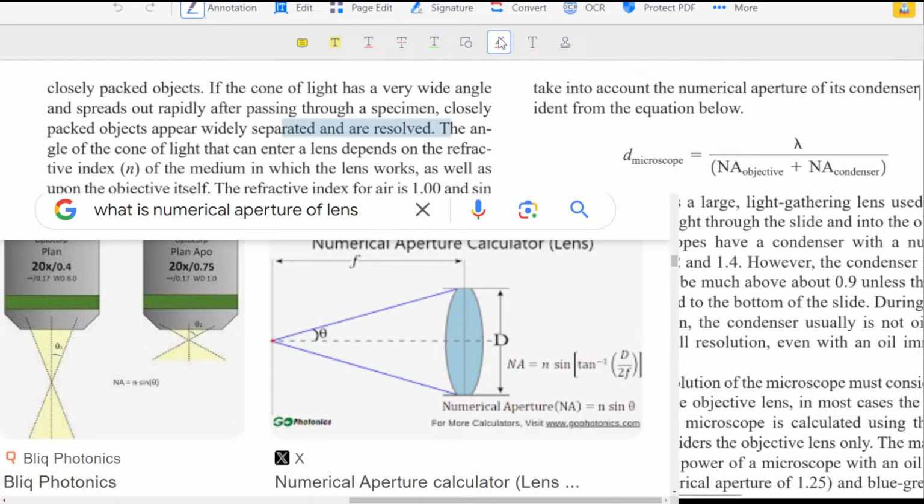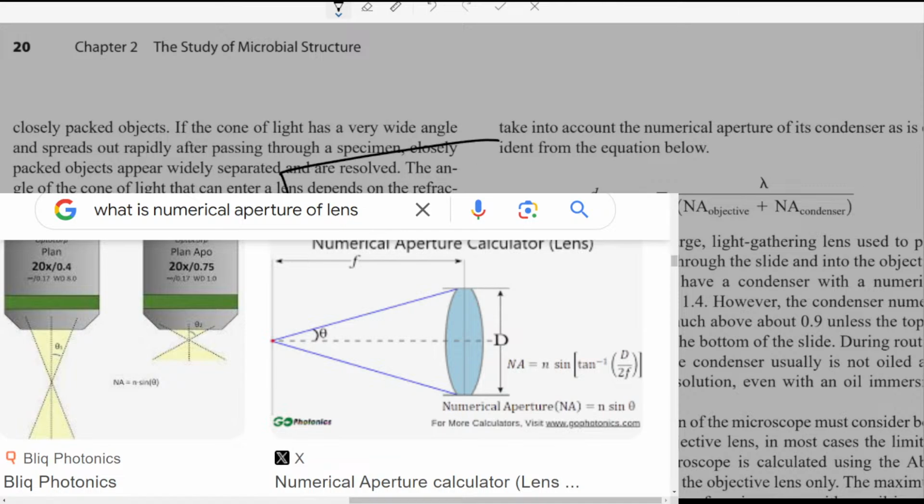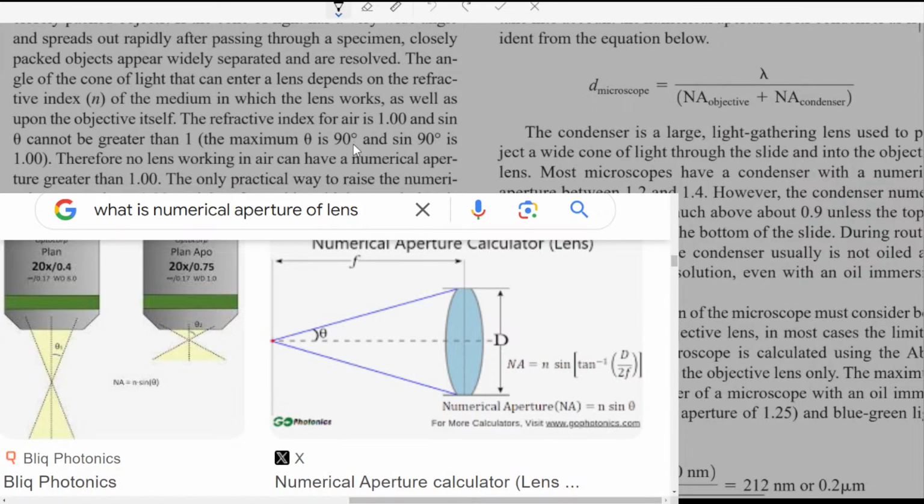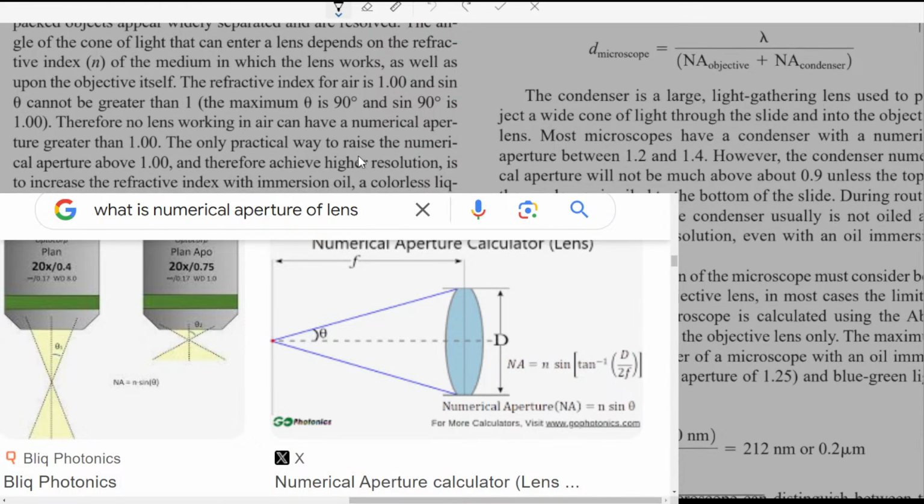Guys, this is 90 degrees, right? This is the cone. I don't know how I made this, whatever, we will just consider it. So this is 90 degrees, you guys get it, right? It should be 90 degrees. If it goes more than 90 degrees, it won't make a cone, so it shouldn't be greater than 90 degrees, and that means the refractive index should not be greater than 1. Therefore, no lens working in air has a numerical aperture greater than 1.